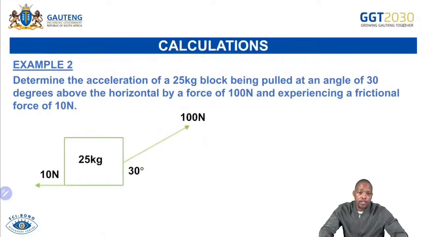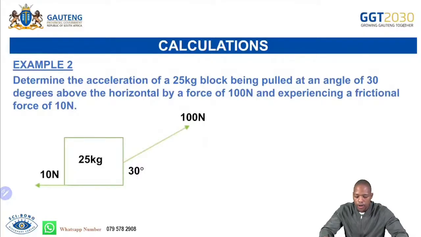Okay, here's example 2. Again, now they are saying determine the acceleration of 25 kilogram block being pulled at an angle. So basically it's the same block. It is now being pulled at an angle of 30 degrees above the horizontal and by a force of 100 newtons. It is still experiencing a frictional force of 10 newtons. So how do I go about doing this? Again, do not stress yourself. Just simply follow the steps.